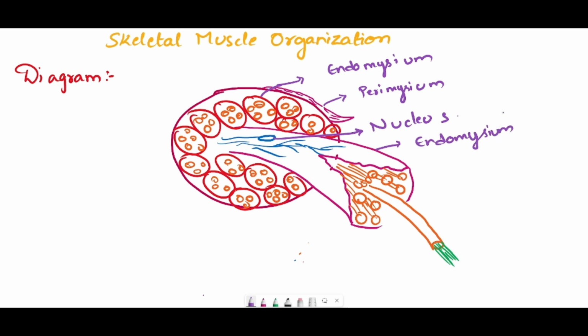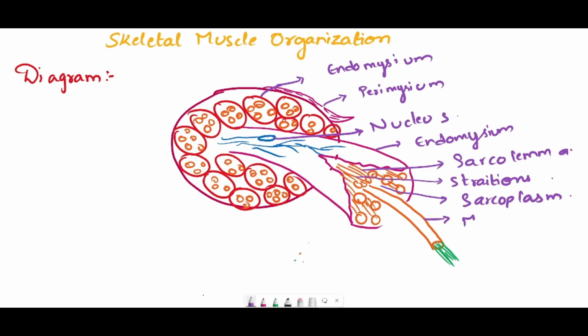If we zoom in on this endomysium, it will look like this. Inside we have the sarcolemma, and these long strands we will call striations. Here this space is called the sarcoplasm, and this part is called the myofibril, and these are the filaments. So this is the complete diagram and labeling of the skeletal muscle.